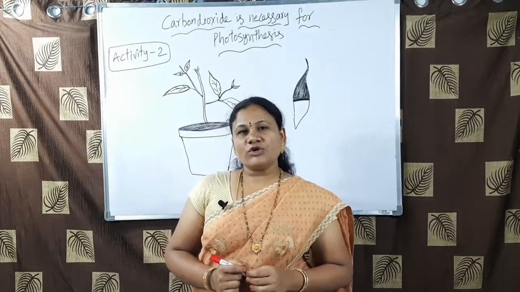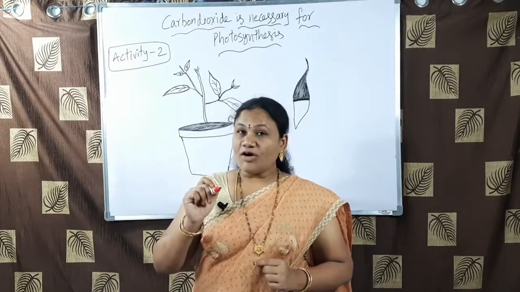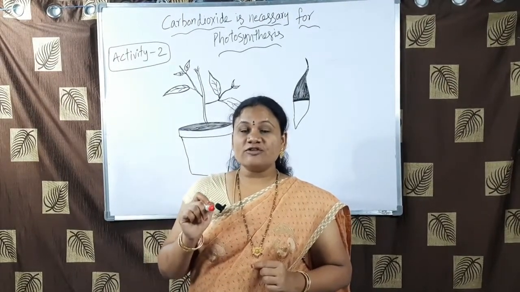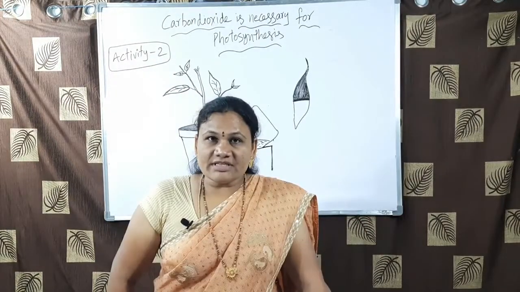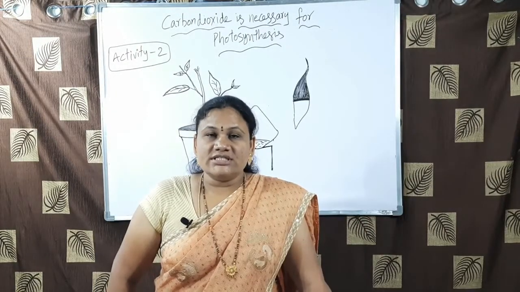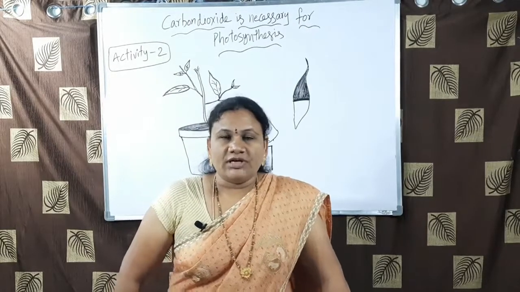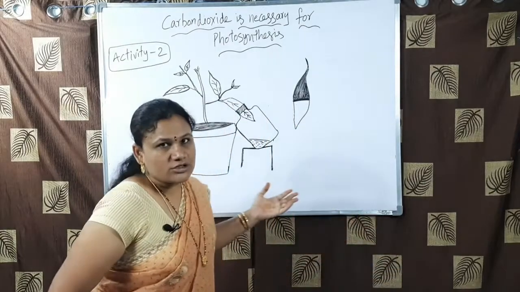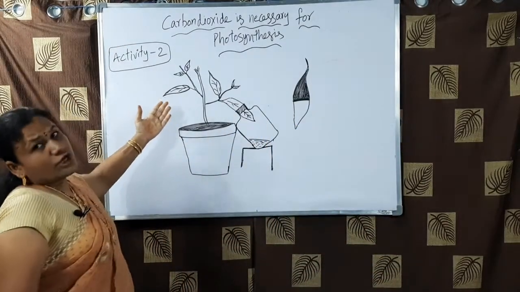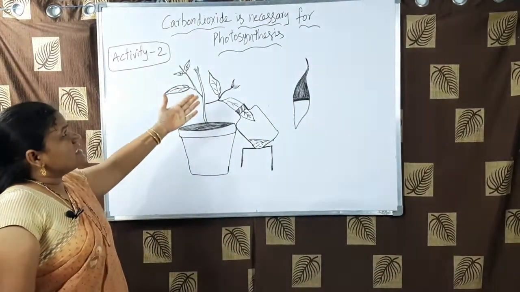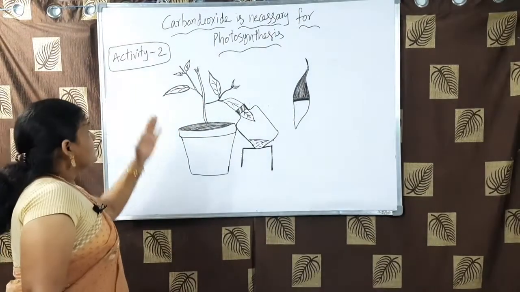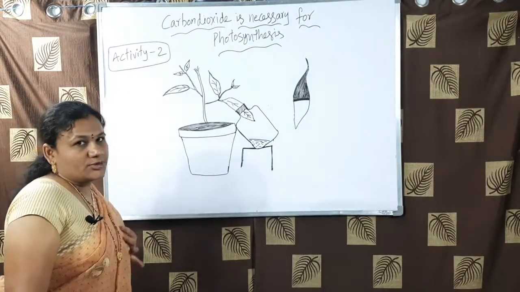In this class, we are going to prove that carbon dioxide is necessary for photosynthesis. In the previous class, we studied the starch test, whether starch is formed in leaves or not, and we proved it by conducting an experiment. In the same manner, today we are going to prove that carbon dioxide is necessary for photosynthesis. That is activity 2 in your textbook.